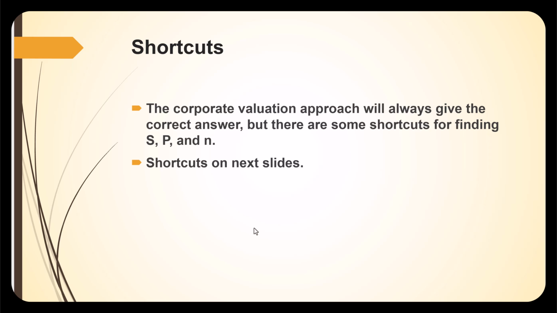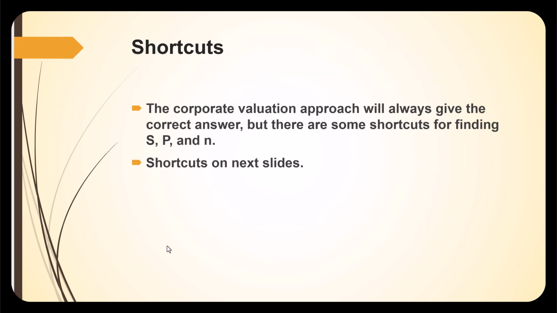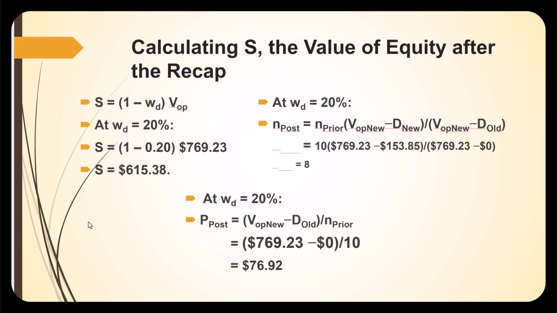Now, one of the things that they tell us is that really there's not that much difference in value from 20 to 30. So maybe in this range here, that's our target. We want to be somewhere in there, right? That should give us a higher price or a higher value for the company's stock. Now, there are some shortcuts that we can take. Let's think about what the value of the stock will be at the end. So the value is 1 minus the debt to equity, so that's the weight of equity, times the value of operations. So at 20%, the company's worth $769. Stock will be $615. What will be the shares at the end?